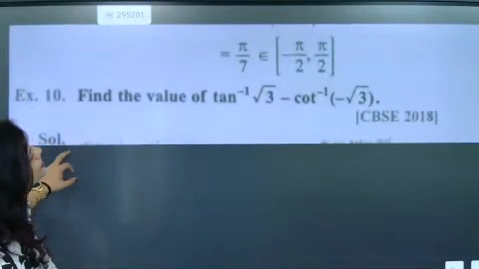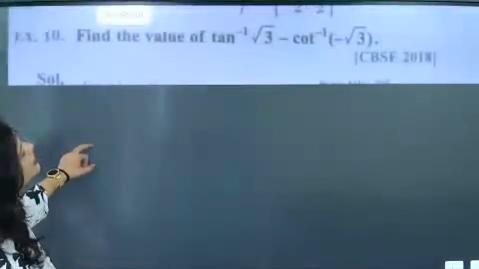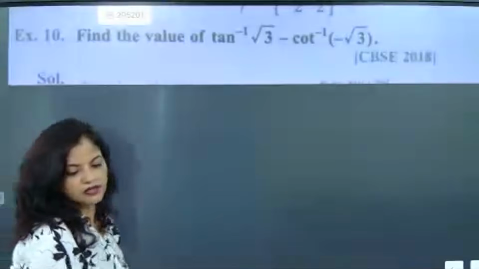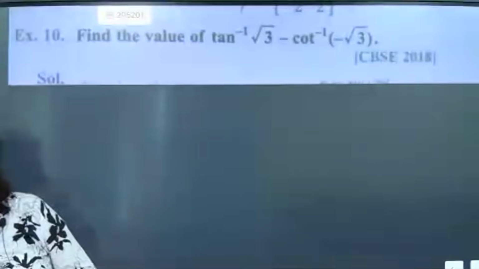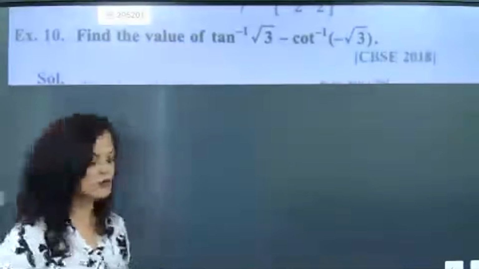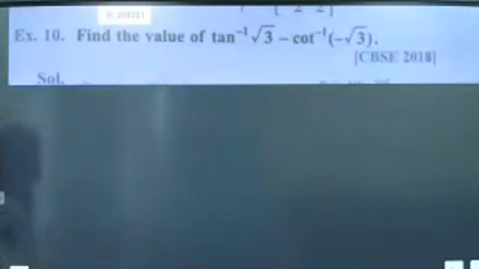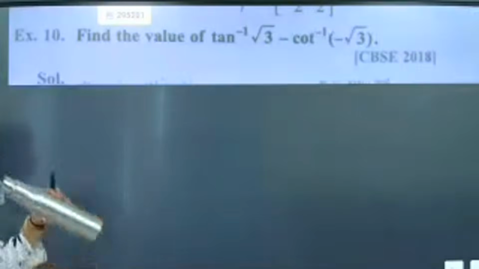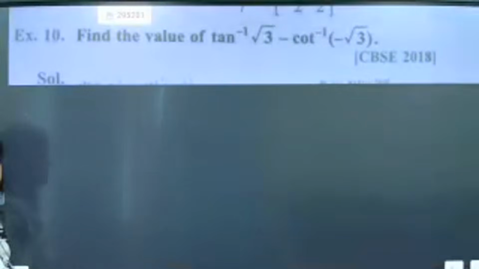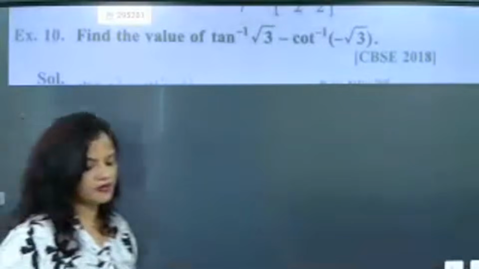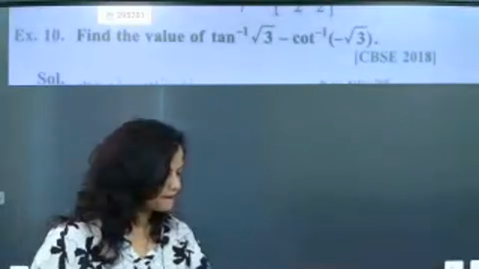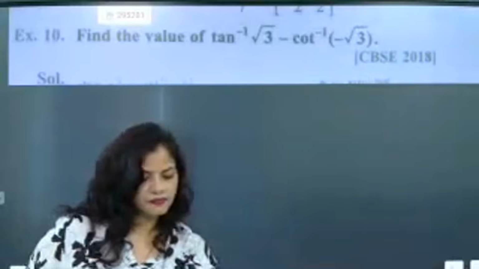Come on, solve this question. This question came in CBSE 2018. Solve this question.